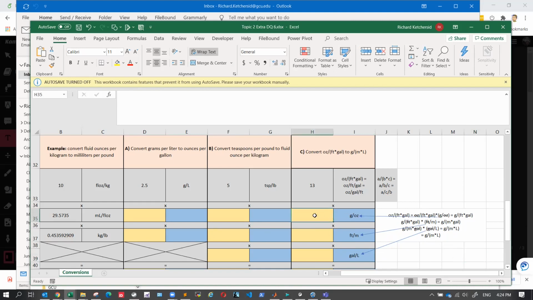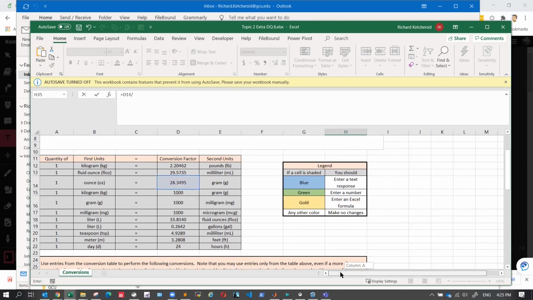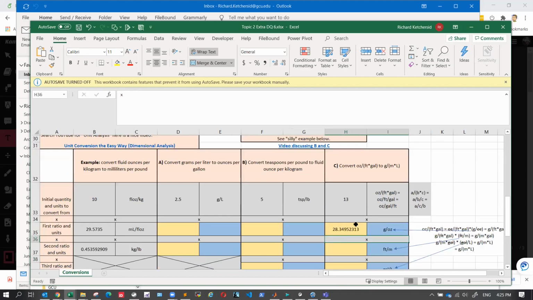I need grams over ounces. So I type an equal sign, because I'm going to put a formula in. I come up here and I find my row with grams and ounces. They're right here. And I want grams over ounces. Oops, I need to scoot over a tad. There, I've got the grams on top, ounces on bottom, and that's what I want.